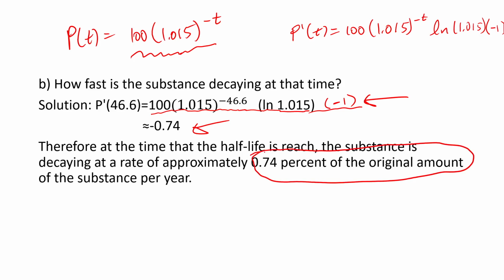Now, how do you know to word it that way at the end is what sometimes confuses people. Well, just remember, in this case, P refers to percent of the substance, and T refers to number of years. So if I have a derivative equal to negative 0.74, that refers to 0.74% of the original amount of the substance, and then per year.